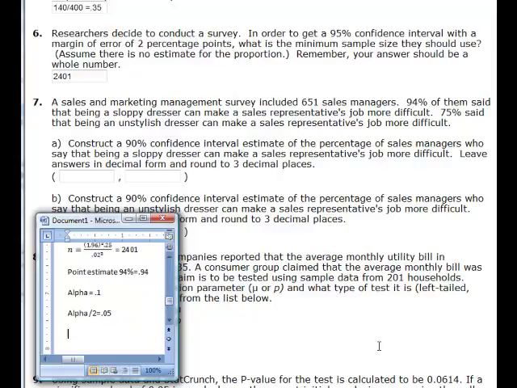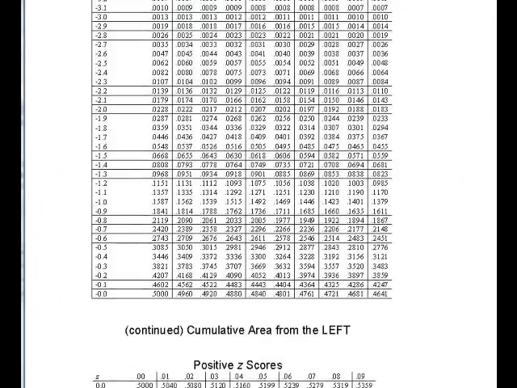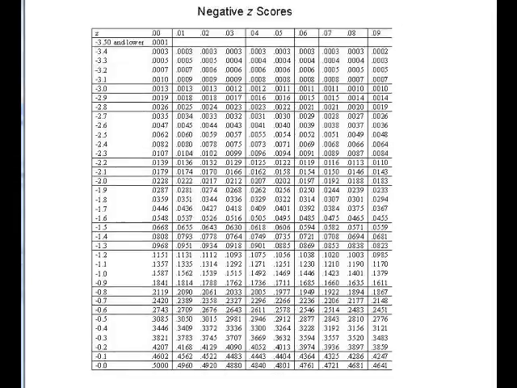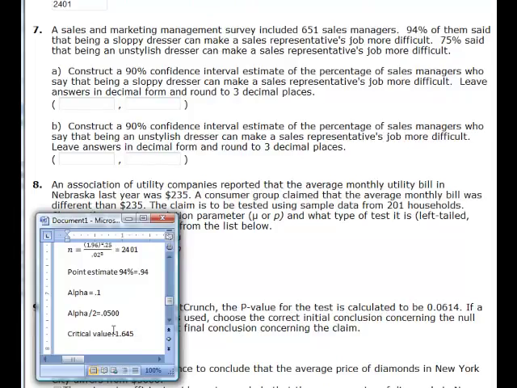And since we're estimating a proportion, then again we're going to use the z table. So we're going to look up 0.0500 in the middle of our z-scores table. And it's actually halfway between negative 1.64 and negative 1.65. So we can use negative 1.645. And remember, we're just going to take that negative off.